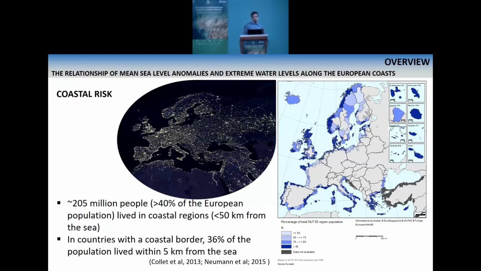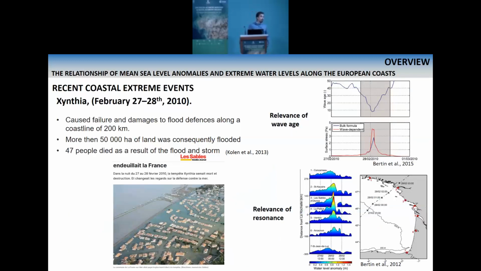So past events can help us to understand this event, the relationship, the specific contribution of each component to the extreme water levels. And knowing this specific contribution and the relation between them can help us to improve the preparedness and the mitigation for these events.